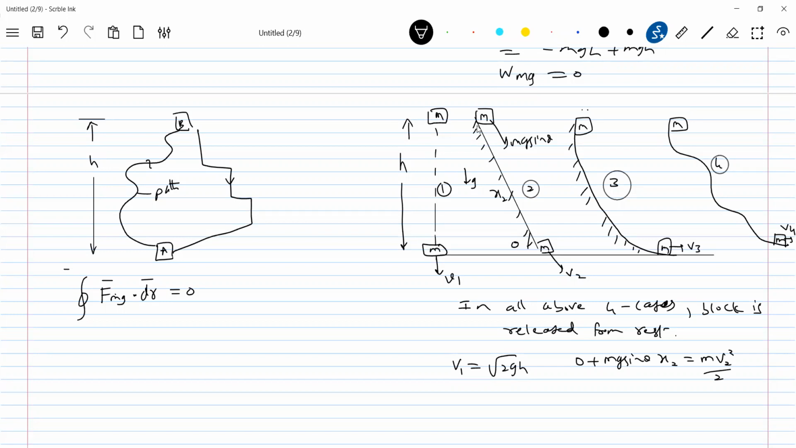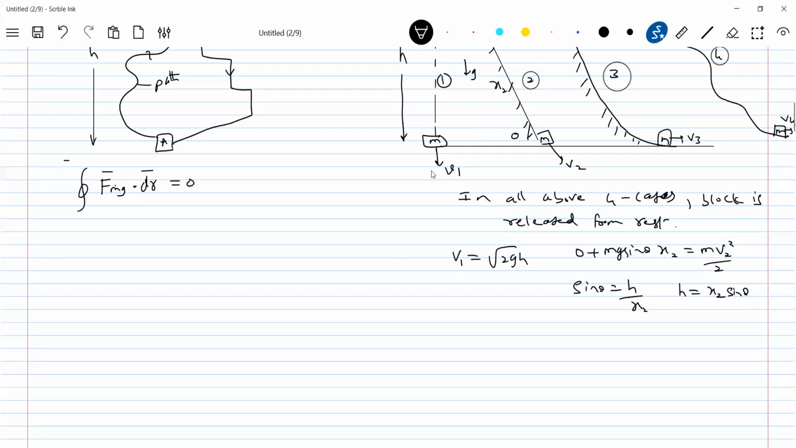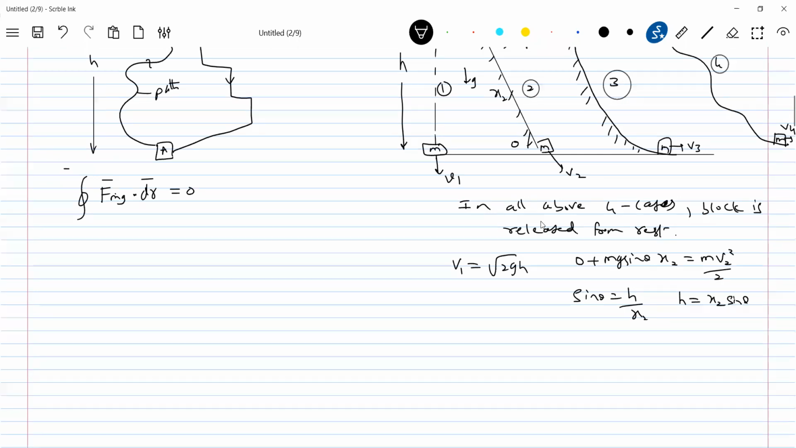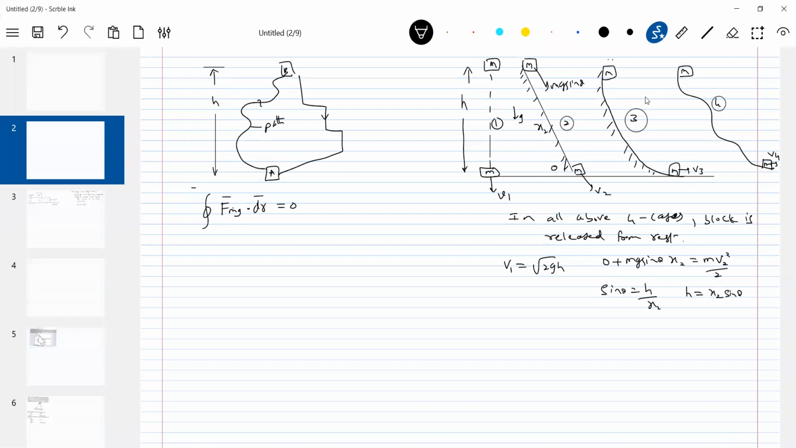From the triangle, what is sine theta? h by x2. So in place of x2 sine theta, what can you write? h. Look at this, x2 sine theta. So I'm replacing it here in mg, x2 sine theta, with h, giving m v2 squared by 2. So finally what I'm getting is root of 2gh.